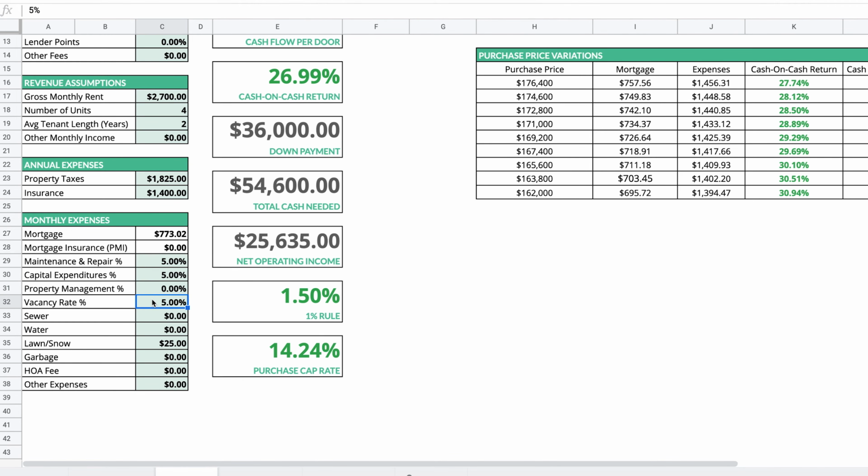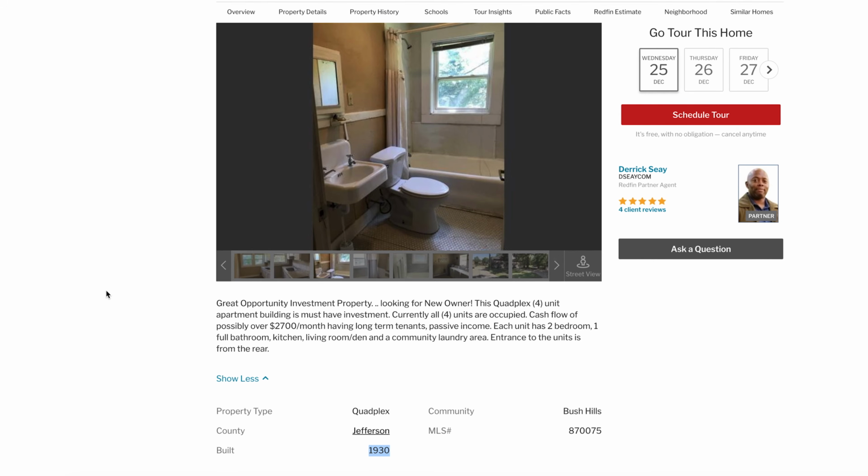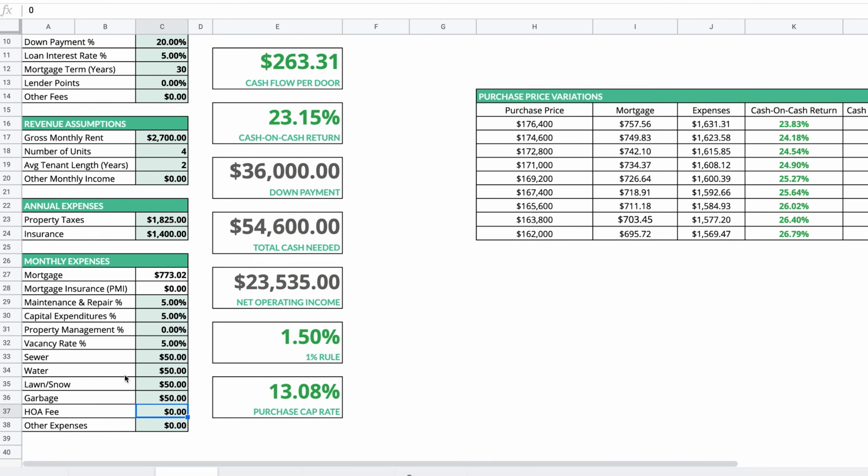Vacancy rate. I didn't see anything in there about tenants paying utilities or if the landlord pays utilities. So just to be safe, let's go ahead and do $50 a month for sewer, 50 for water, 50 for lawn and snow, and 50 for garbage. So that's kind of got a lot of expenses. I'm going to assume there's no HOA.